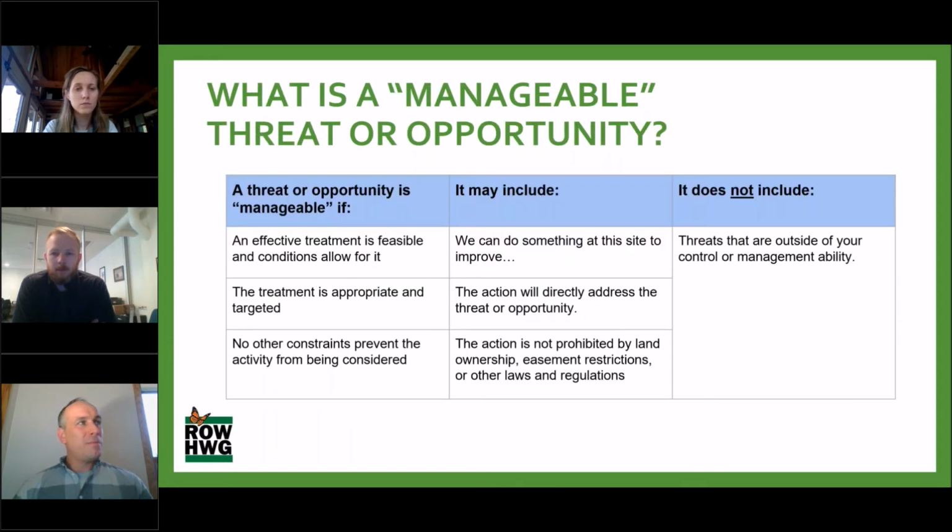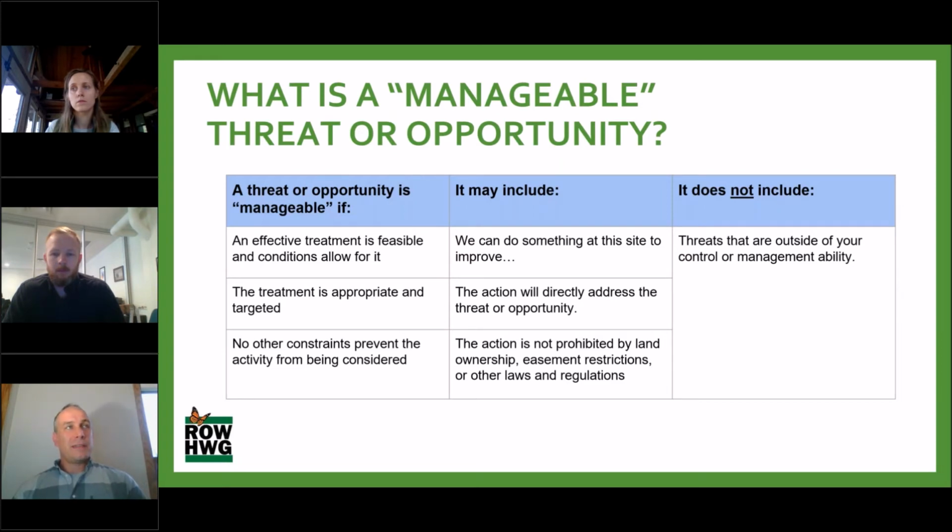I mentioned the term manageable threat or opportunity, and that's something to think about. We use that in the management module, and any particular site you have where you're restoring or enhancing or maintaining pollinator habitat is exposed to all sorts of threats and opportunities. Some of those are in your control, some of those aren't. So we consider a threat or opportunity manageable if there's a treatment that you have that's feasible to use and the conditions allow for it, if it can be appropriate and targeted to that particular threat and opportunity, and if there's no other constraints that limit you or prohibit you from doing that.